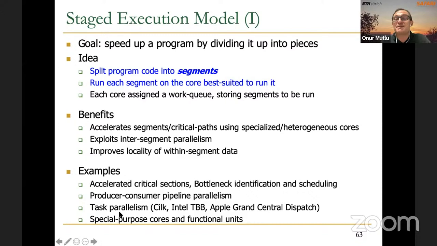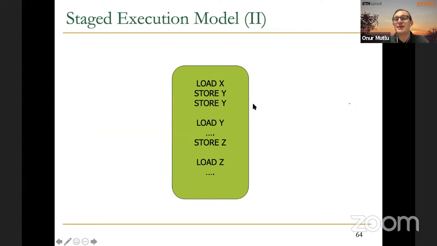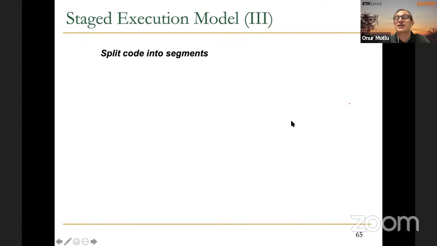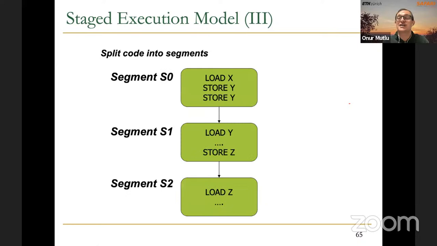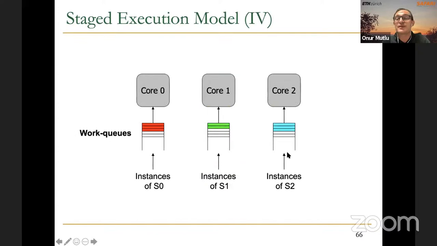So basically, if you think about it conceptually again, and it's always good to think about things conceptually first, the staged execution model looks like this. You have some program with loads and stores and other instructions. There's a reason why I specifically focus on loads and stores, because we're going to talk about inter-segment data. You split the code into segments of different computation, as you can see. And you have these three segments. And then you execute the different segments on different cores. Instances of S0 go to core 0. Instances of S1 go to core 1. Instances of S2 go to core 2. And each of those cores can be specialized for the segments that they execute.